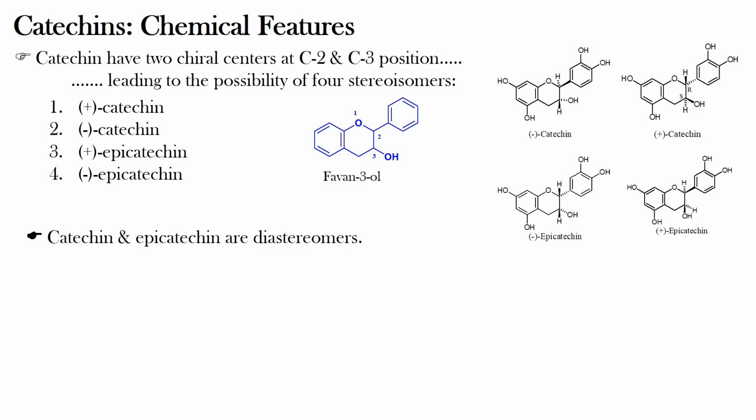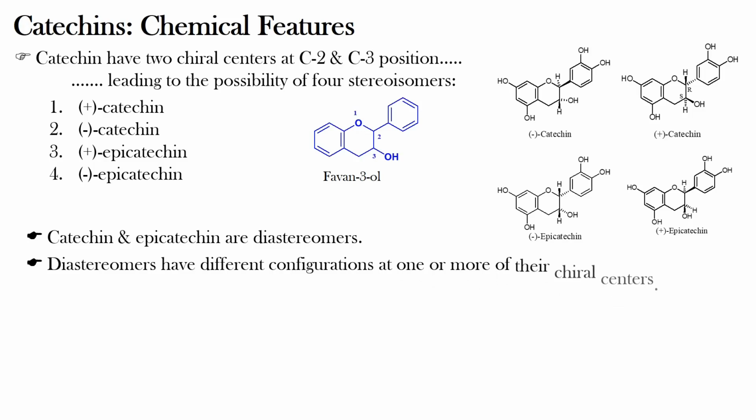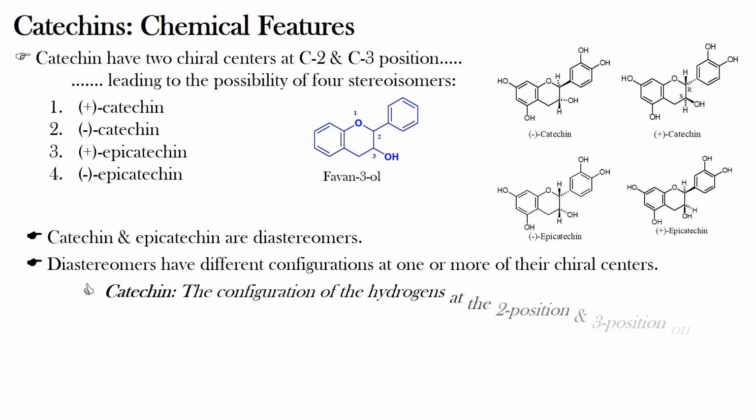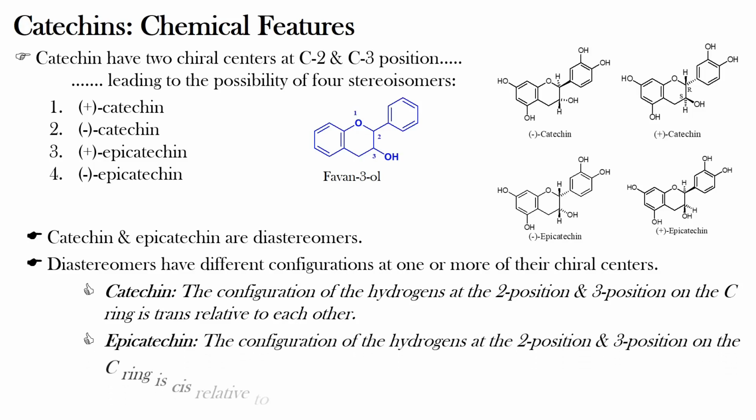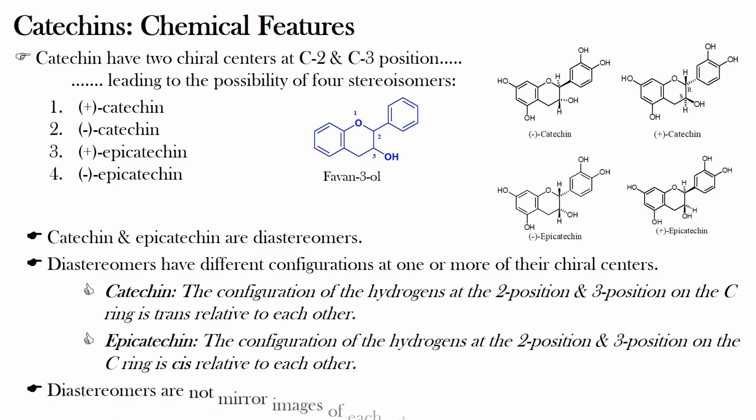We know diastereomers have different configurations at one or more of their chiral centers. In case of catechin, the configuration of hydrogen at carbon 2 and carbon 3 positions of the C ring is trans relative to each other. Whereas in case of epicatechin, the configuration of hydrogen at carbon 2 and carbon 3 positions of the C ring is cis relative to each other. We also know diastereomers are not a mirror image of each other.